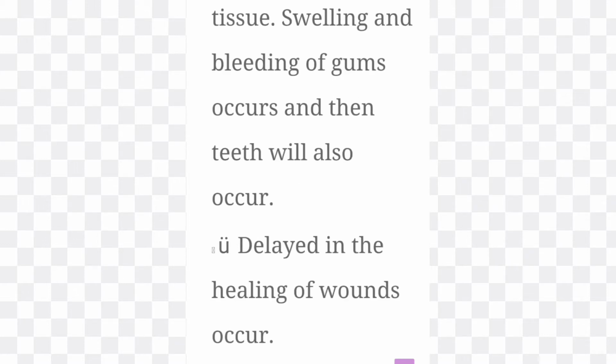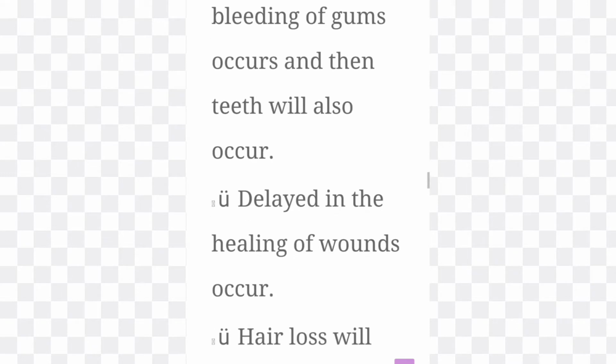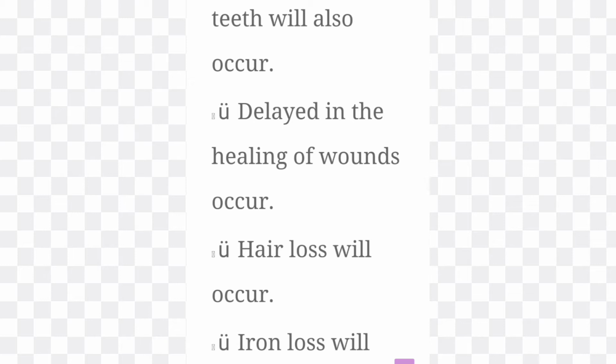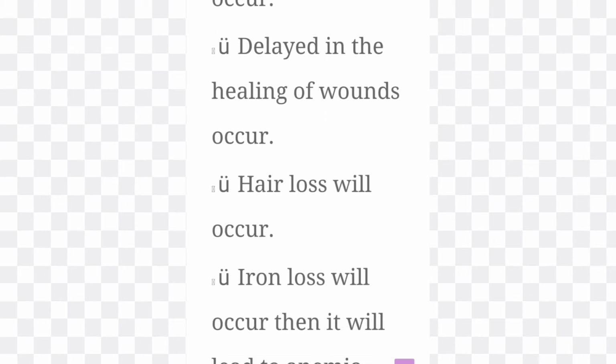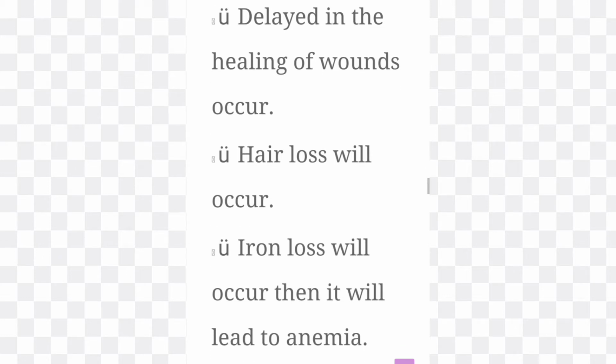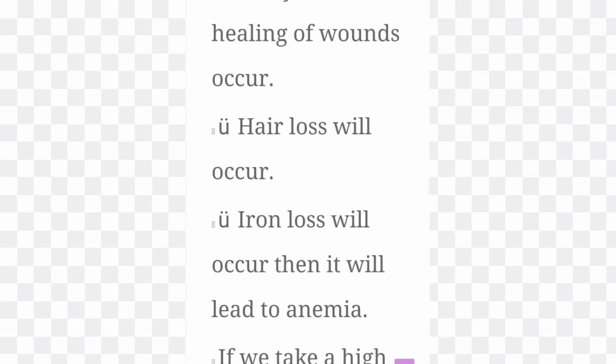The second important problem produced in our body is delayed healing of wounds if our body has a deficiency of vitamin C. Hair loss will also occur, and iron loss will also occur, which then leads to anemia. You can see vitamin C deficiency leads to anemia.